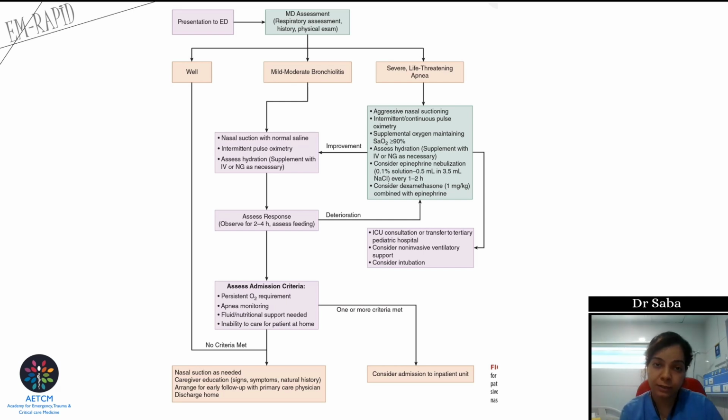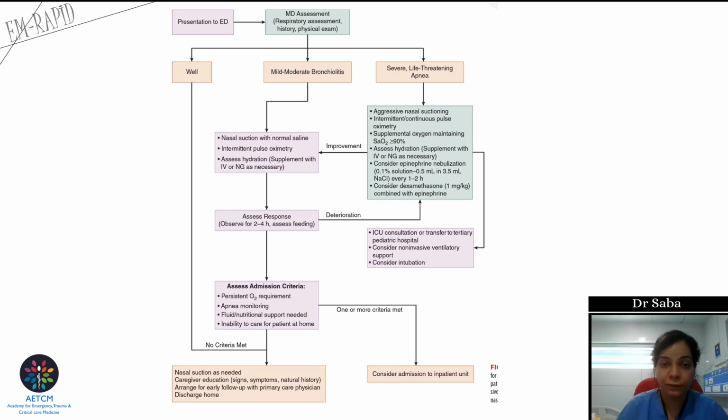That is, if the child requires persistent oxygen, or if the child has had episodes of apnea, or if the child's feeding is so bad, or rather less than 50% of his normal feeding. In those cases, we admit the child for nutritional and fluid support, or if there is nobody back home to take care of the child. So in these cases, we straight away admit the child.